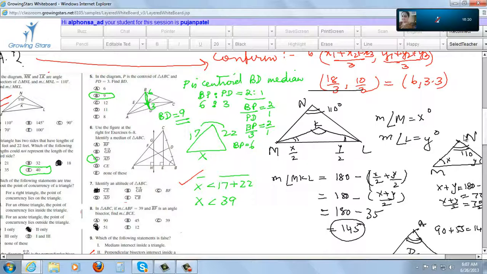Then in the 8th question, there's something wrong. Either there should be a figure given, or this E should be F or something, because there's no mention of it here. If you draw this triangle ABC, you have BF as the angle bisector, but you're asked to find the measure of BCE, whereas we don't know where E is, isn't it? What is E? We do not know. So you can leave that question. There's something missing there.